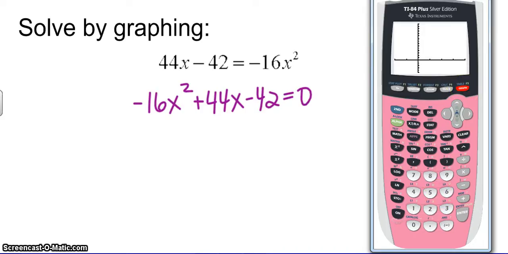Can we see our parabola? No. So go ahead and try zoom 6. Can we see our parabola? Still not. I'm going to go ahead and change my window. This negative 42, we've got some pretty big numbers. So I'm going to look a little bit lower down on my y-axis. And let's say we're going to go negative 50. Maybe just negative 25.